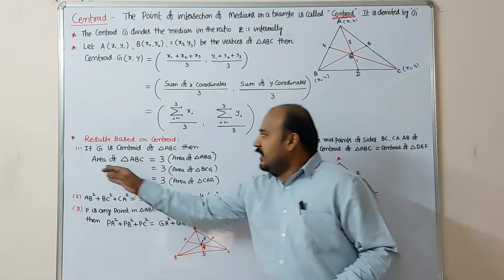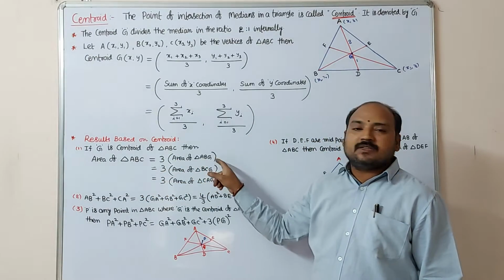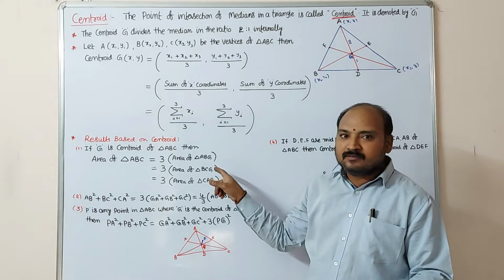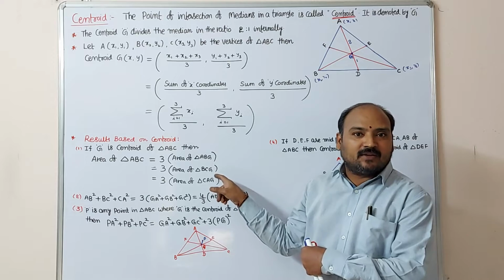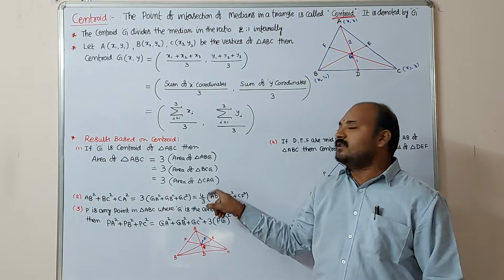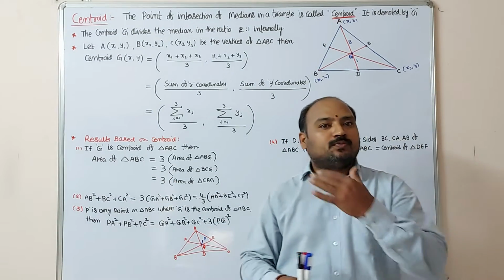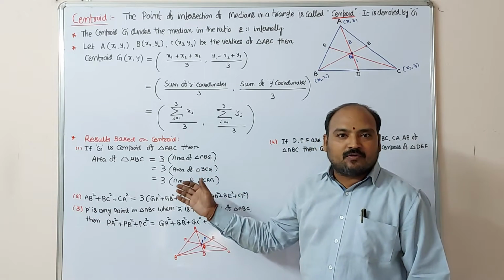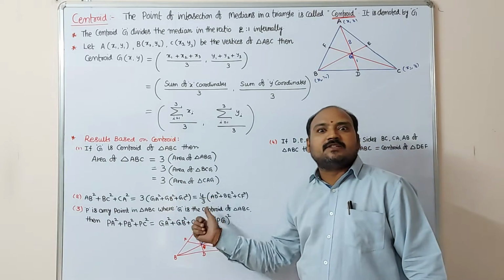How to remember easily? Area of triangle ABC is equal to 3 times the area of ABG. C is not there here. In the next term, BC will be there, A is not there, G will be there. Next, area of triangle CA, B is not there, G. So like this, area of triangle ABC is equal to 3 times the area of triangle ABG, 3 times the area of triangle BCG, 3 times the area of triangle ACG.